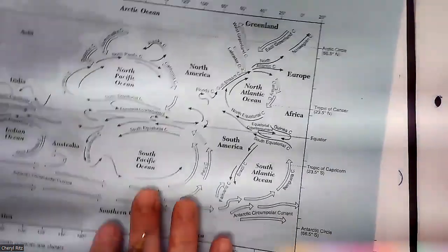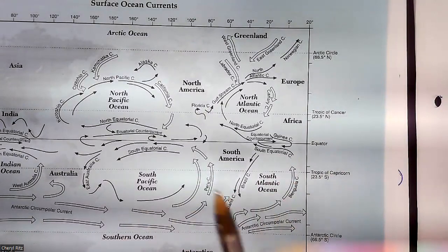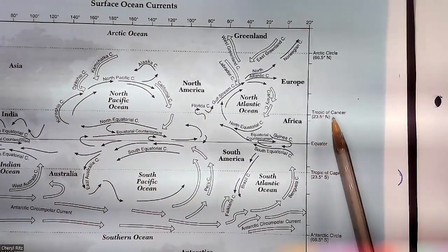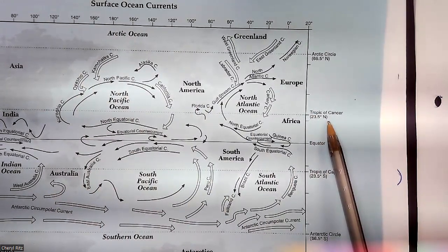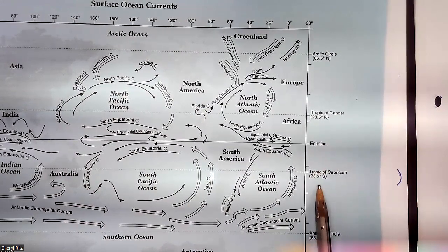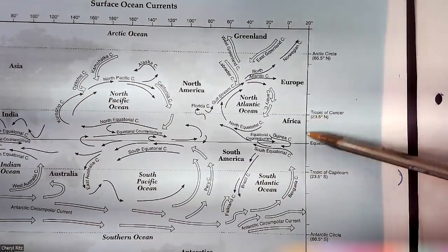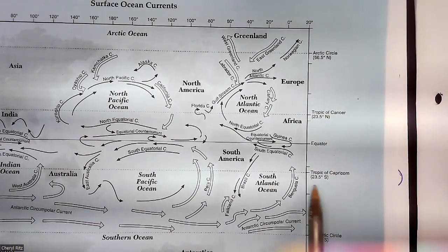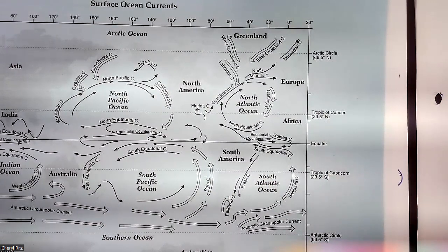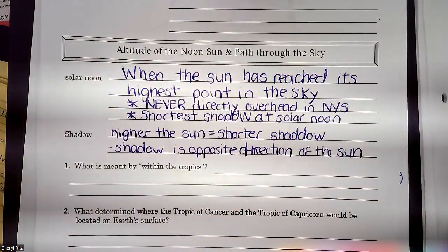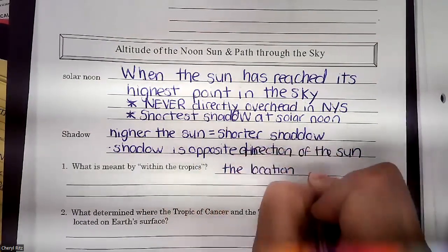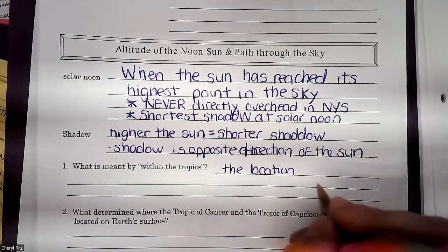So let me remind you what we're talking about. Here's page 4 of your reference table, the surface ocean currents, and we have the equator. We learned that 23.5 degrees north was the Tropic of Cancer, and the Tropic of Capricorn is 23.5 degrees south. So if they say within the tropics, they're saying that the location is somewhere between the two tropics, between 23.5 degrees south and 23.5 degrees north. It means the location is between the Tropic of Cancer and Tropic of Capricorn.